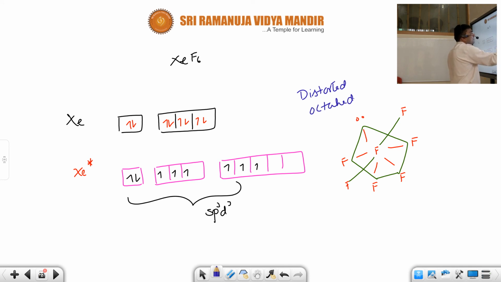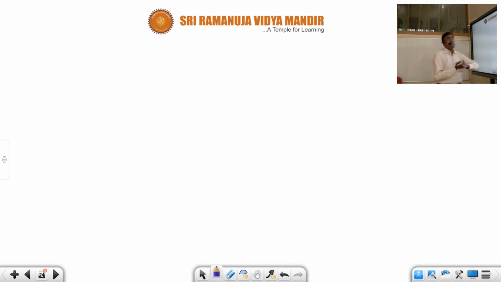It is asked once in the examination. So this is sp3 d3 hybridization with one lone pair. This is called distorted octahedron. I hope you are very clear about it. Now let us see some more examples. Students, the examiner may give any type of question, but we have to solve with a proper strategy.